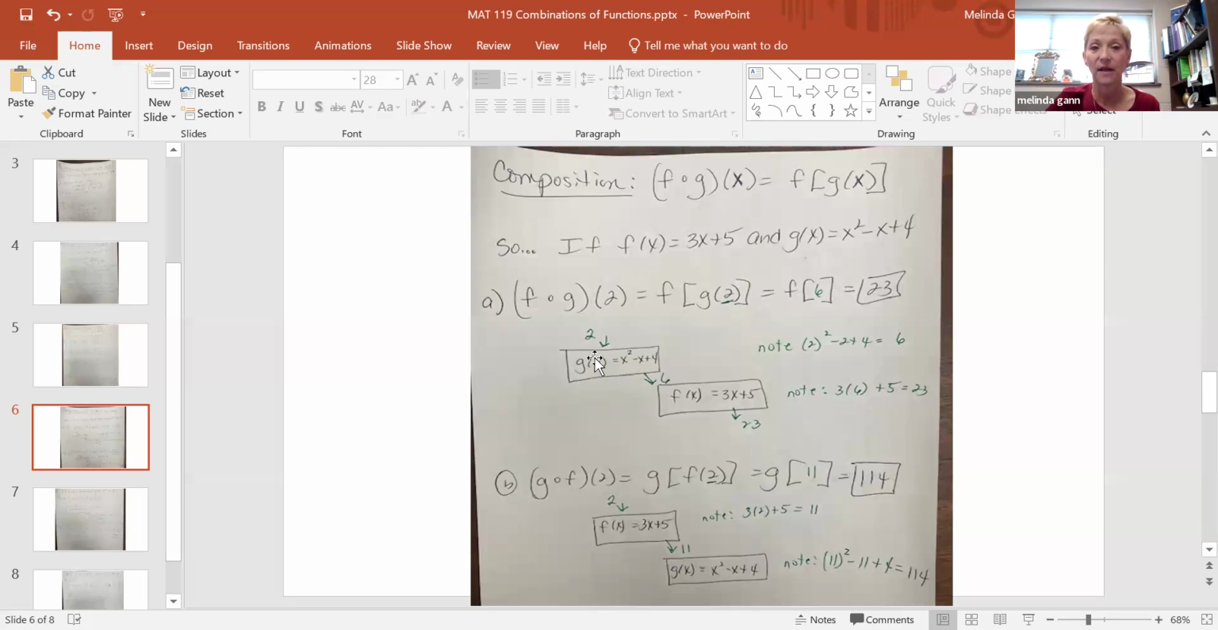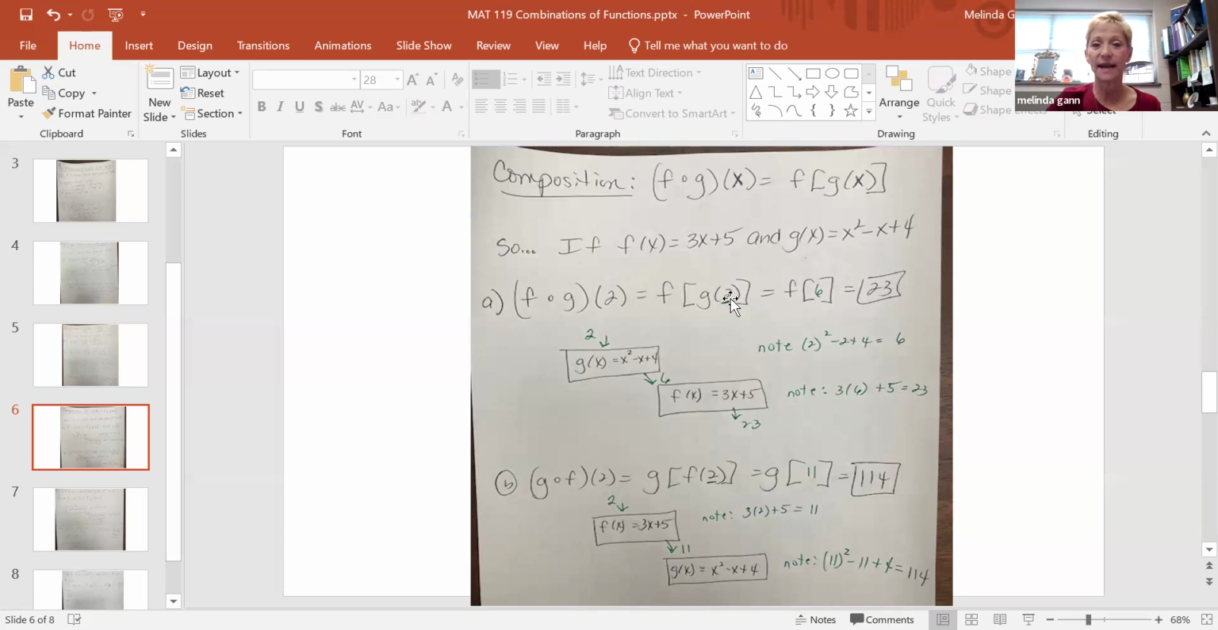So what's going to happen? That 2 is going to go in place of that X. So like over here, what happened? That meant I put a 2 there and squared it, and then minus a 2 and then plus a 4. When you do that, the answer is 6. So when you put 2 in the G function, 6 falls out. But what happens when it falls out of here? It falls into there. See, what G ends with is what F starts with. So 6 is going to fall in for X. So I'm going to take that X out and put 6 in. And when I do, I get 23. So the final answer that comes out of the whole thing is 23.